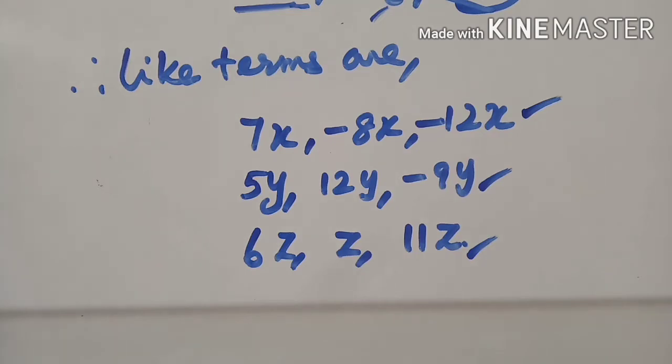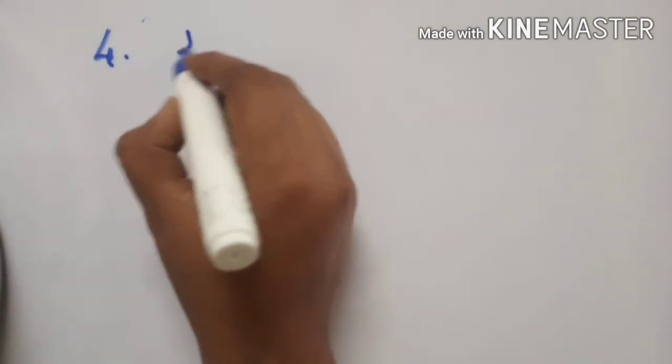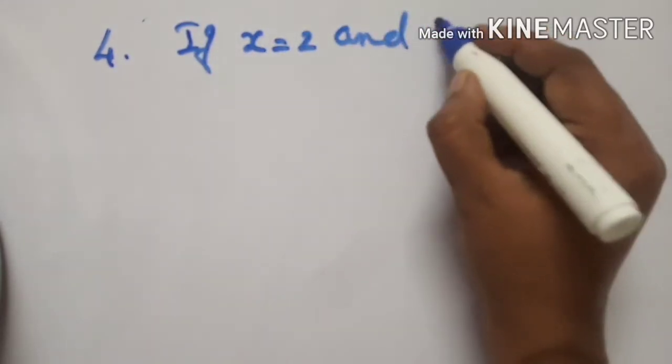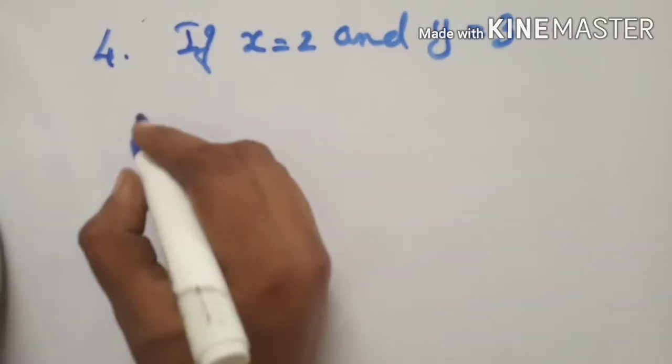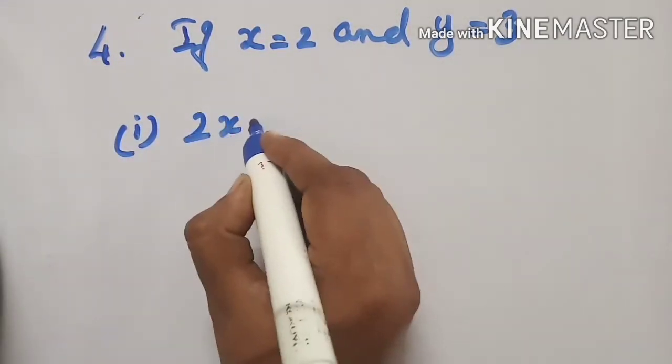Next, I'll go with an important sum, that is how to find the value of a given expression. Listen here. Suppose x is equal to 2 and y is equal to 3. Find the values of the following expressions. First expression is 2x minus 3y.